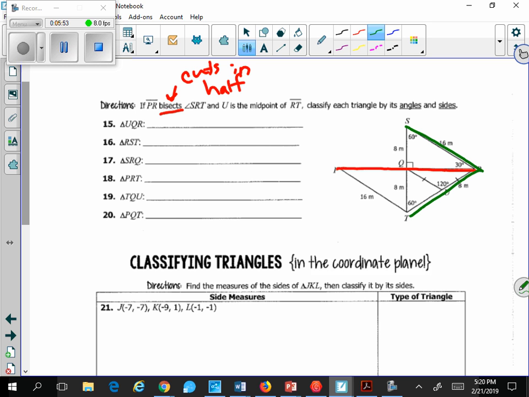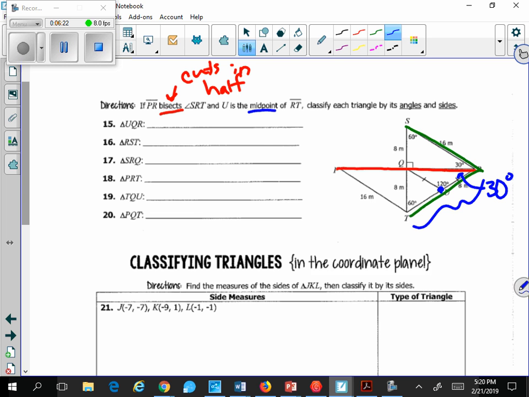So what that gives me then, if you recall what bisecting an angle means, they told me that this little piece over here is 30. Since it's bisected, it means that's 30 as well. So I've got two 30-degree angles there. And the second piece it gives me is U is the midpoint of RT. So let's see, RT is kind of covered up, but RT is this guy right here. And that's U.